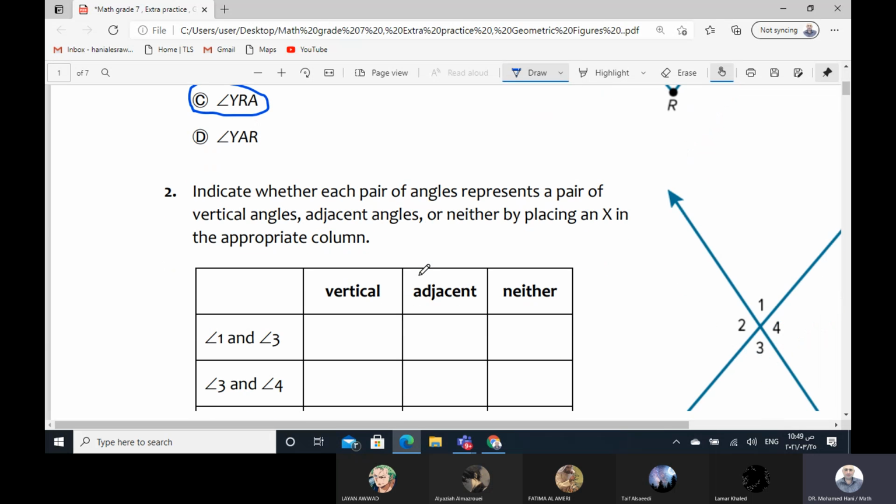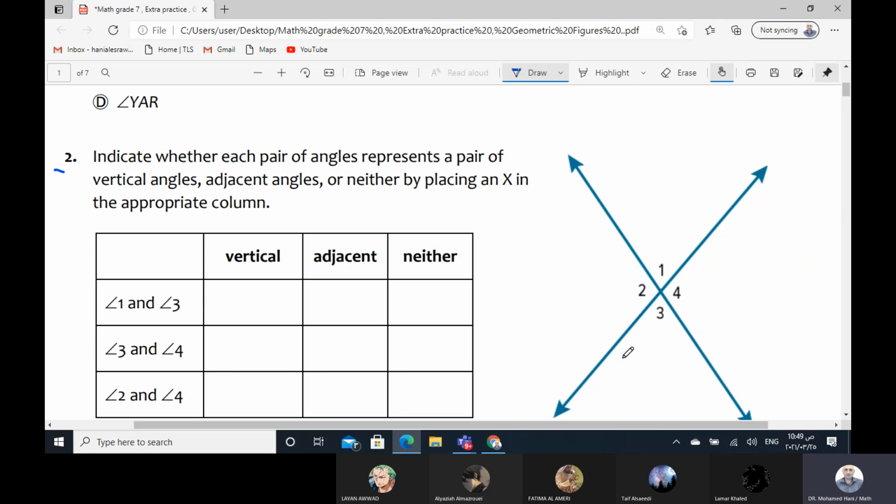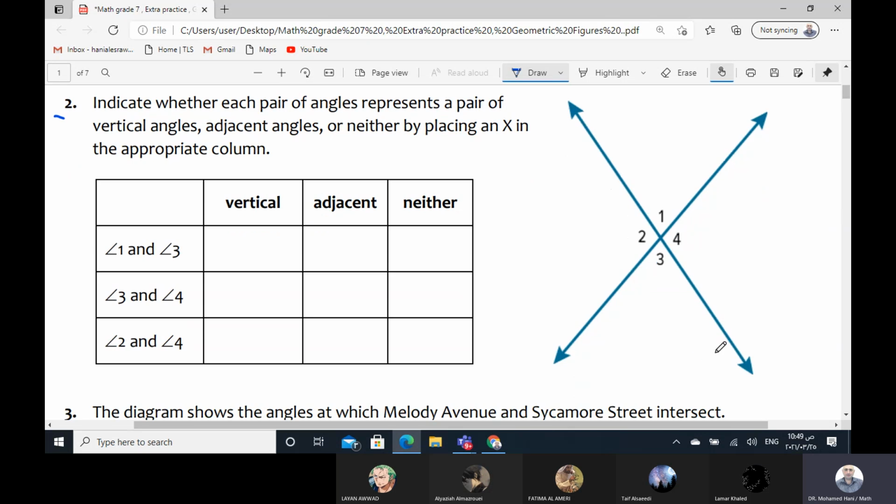Who can read exercise number 2, please? Indicate whether each pair of angles represents a pair of vertical angles, adjacent angles, or neither by placing an X in the appropriate column. As you see here, we have 2 intersecting lines that produce 4 angles.